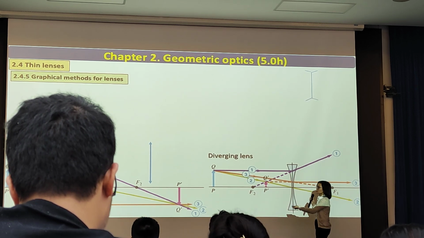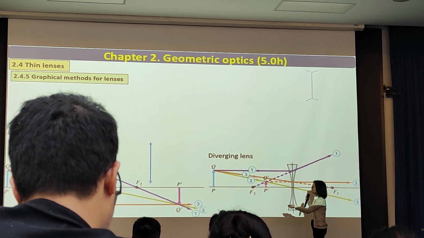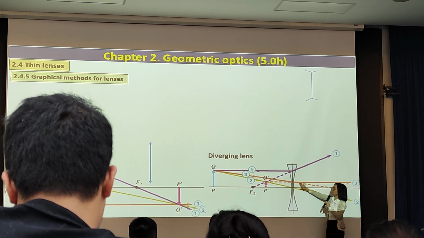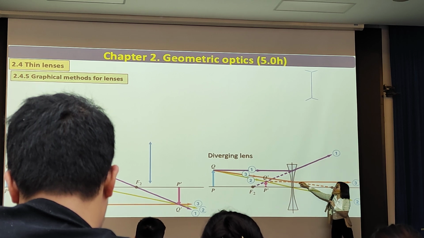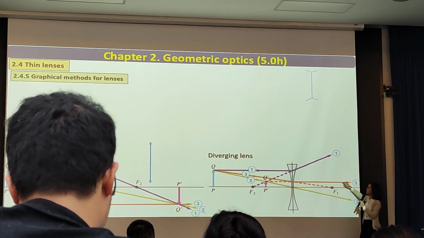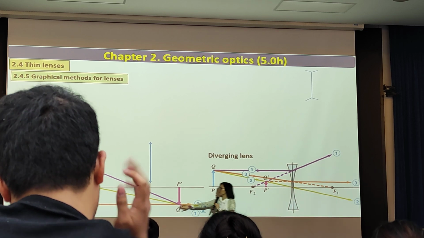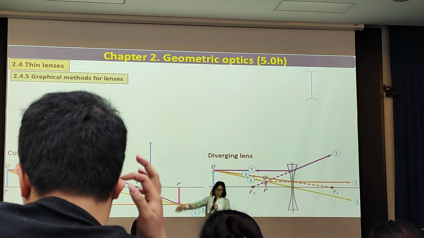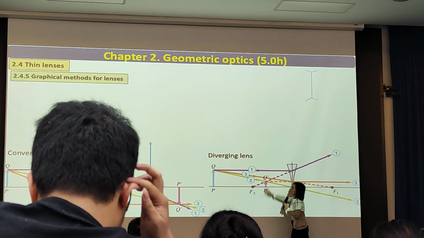The third ray passes through the first focal point here. The first focal point is here. It cannot really pass through, it just seems to pass through this first focal point, and it goes parallel to the optic axis. Then you see the intersection point is the image formation here as well.